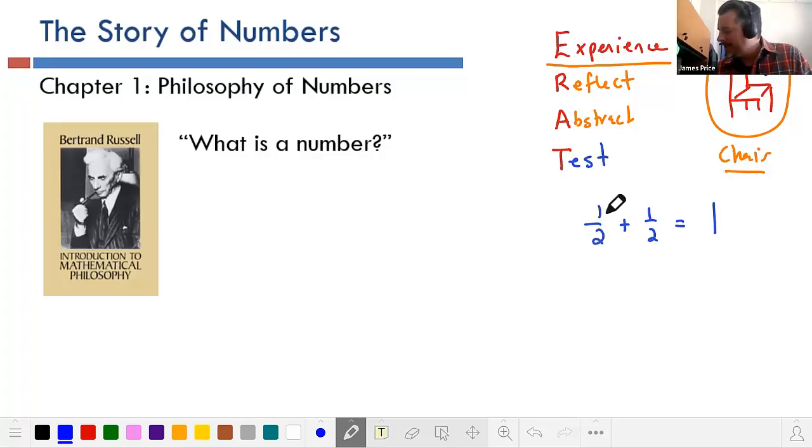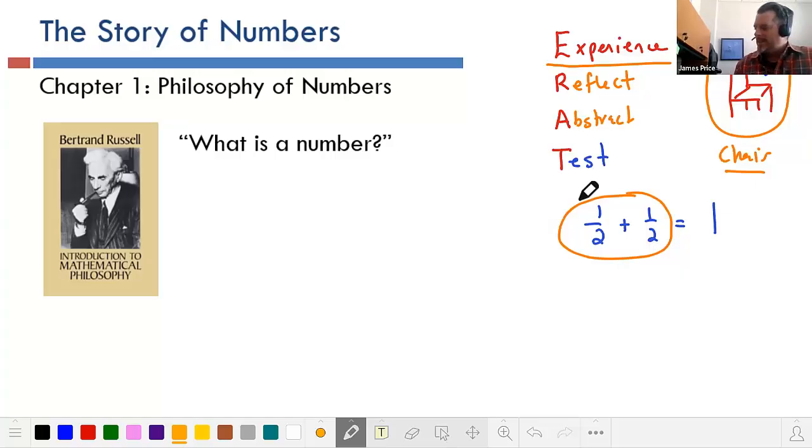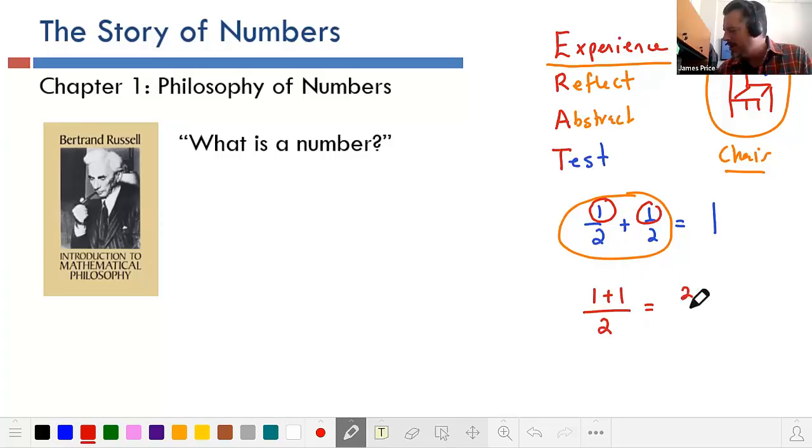From that experience, I might be able to figure out how addition works with fractions. So notice, how are you going to add these two things? Do you add the numerators and the denominators? Well, if you did that, that would be 2/4, and that wouldn't be 1. So from this experience, I might be able to reflect upon it and say, oh, I think I just add the numerators, 1 plus 1, but I keep the denominator the same because when you do that, you get 2/2, which equals 1.